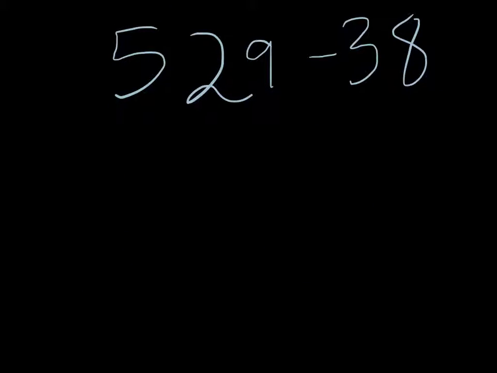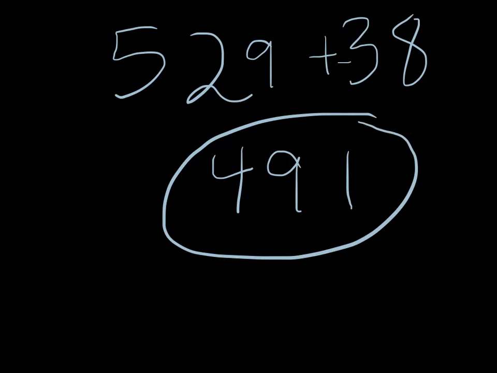All I have left is 529 minus 38. We know from our integers rules that we cannot subtract. So we need to stay, change, and combine. Since the signs are opposite, we subtract. 529 minus 38, which is 491. 529 is the greater number, so our answer is positive 491.